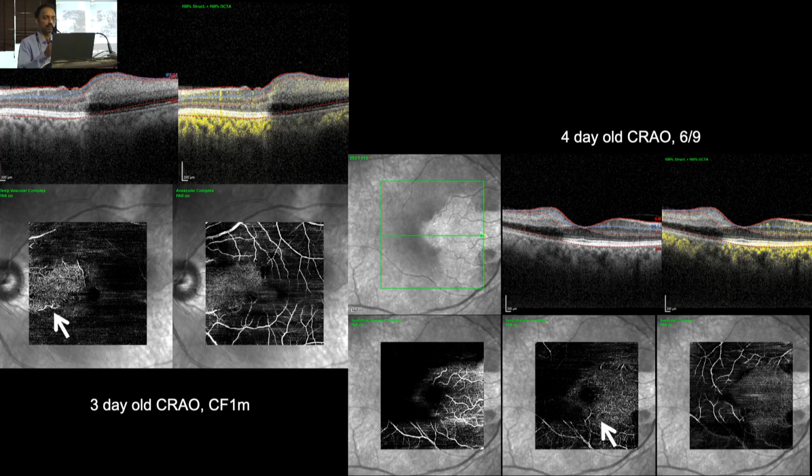Here you see that the cilioretinal artery seems to have perfused the deep capillary plexus. But you see in the first, on the left side, you see the visual acuity is poor because the fovea is involved. It's not perfused by the deep capillary plexus. Whereas on the right side, you see it is perfused. So it helps us to understand why some of these patients have good or poor vision.